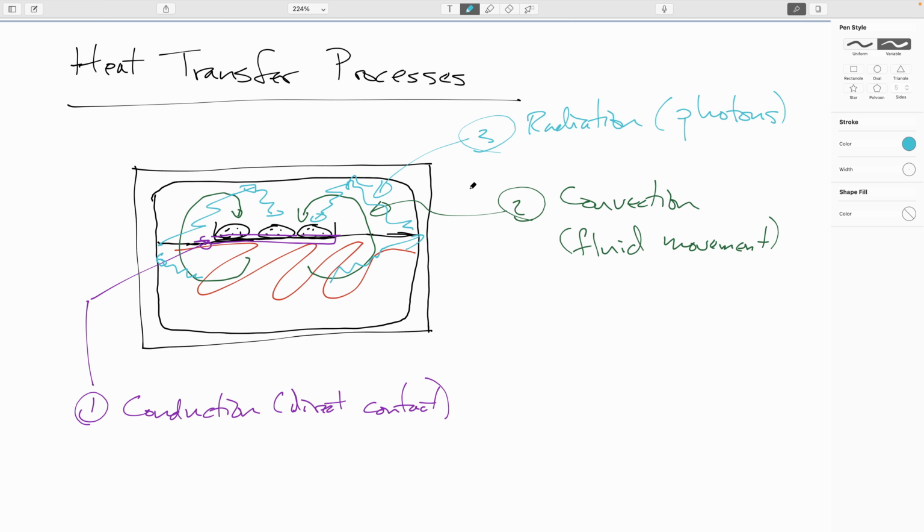So anyway, this is radiation via photons. However, what happens is the walls of the oven have gotten heated up. This is why it's important to preheat the oven. So photons get absorbed and they get re-radiated out, and they're bouncing all over the place.